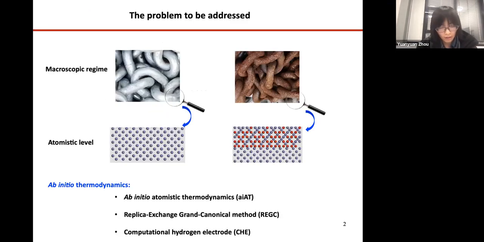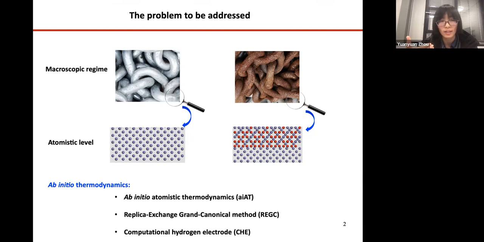Before talking about the theory or methodology, we should first be clear what kind of issue we want to address here. In the macroscopic regime, for instance, iron is easily corroded in humid air and becomes the rust we see every day. What we want to study is how the atoms rearrange and the concentration of the materials changes when the material is in contact with a reactive gas.